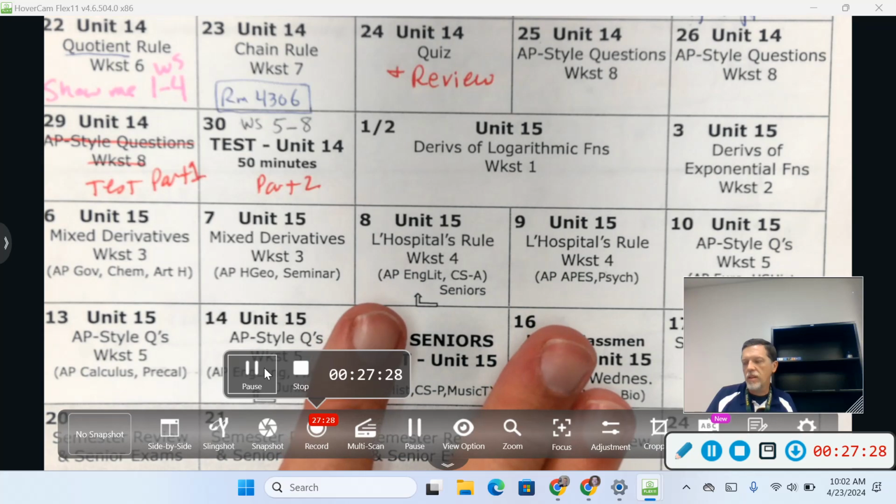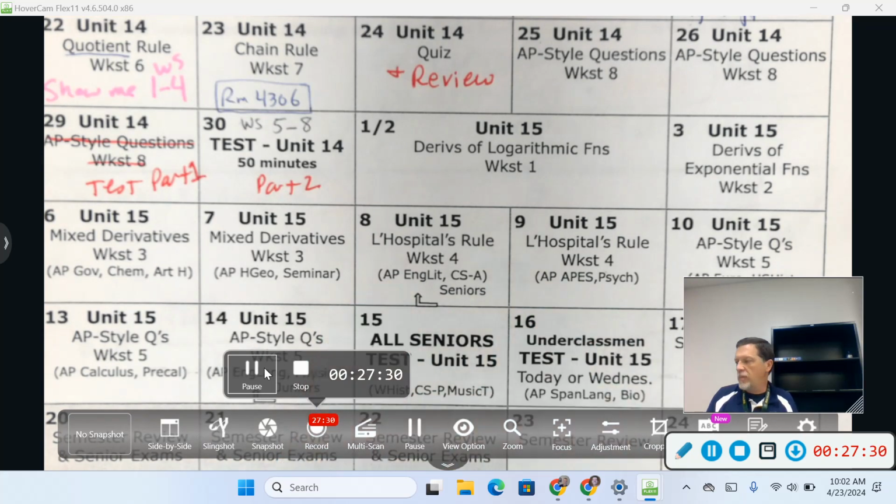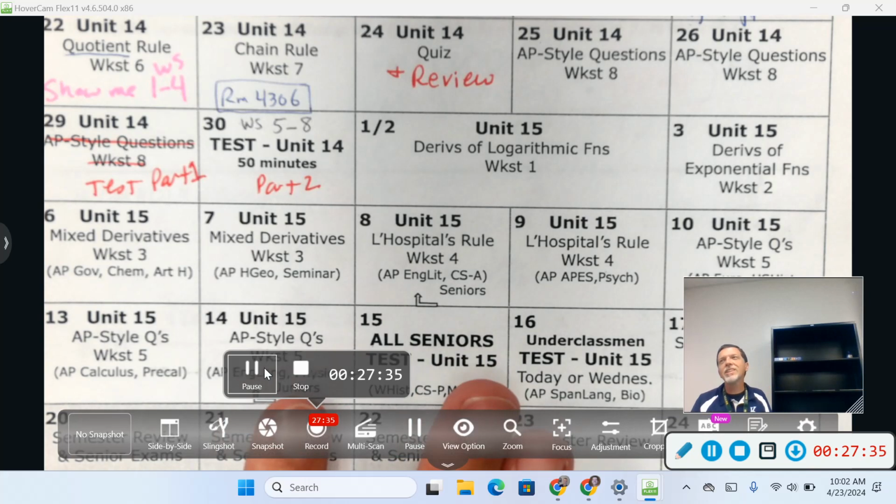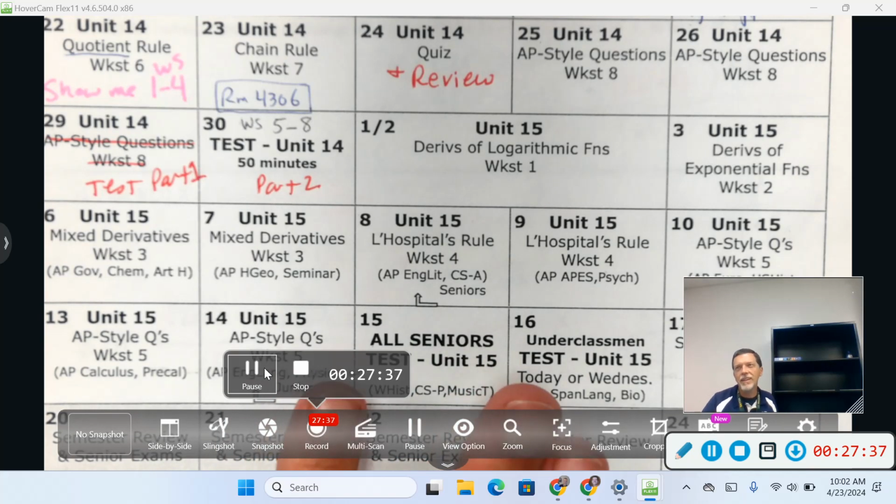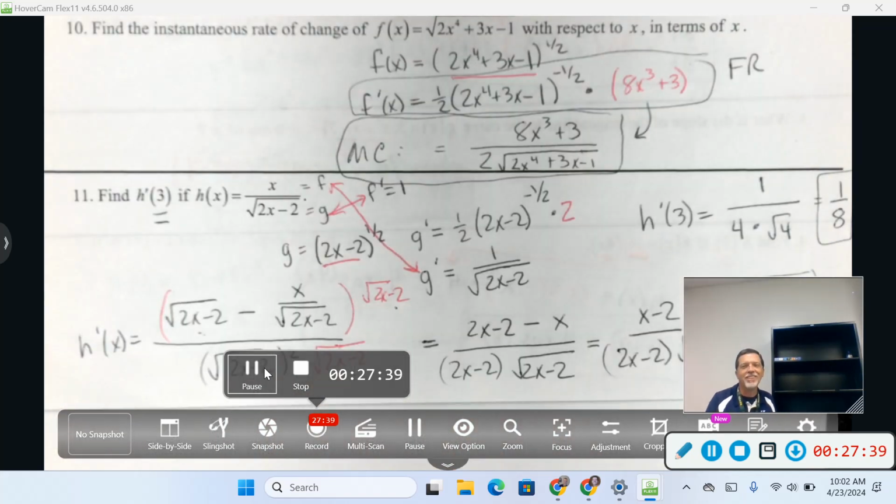What worksheet's the quiz over? I don't have it with me, so I would say it might be up through the chain rule. It might be including what we did today. I'm being really vague with this. Well, it's hard to answer when I don't have it with me.